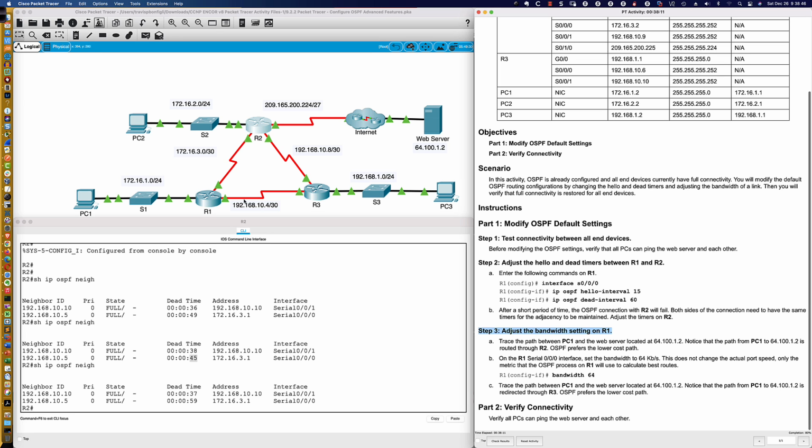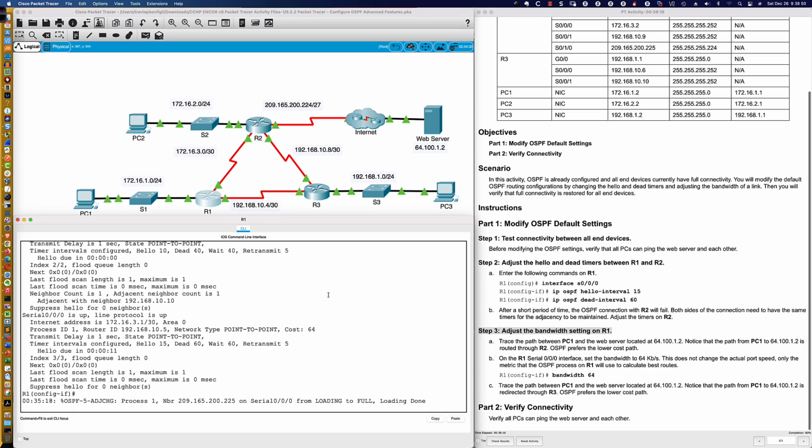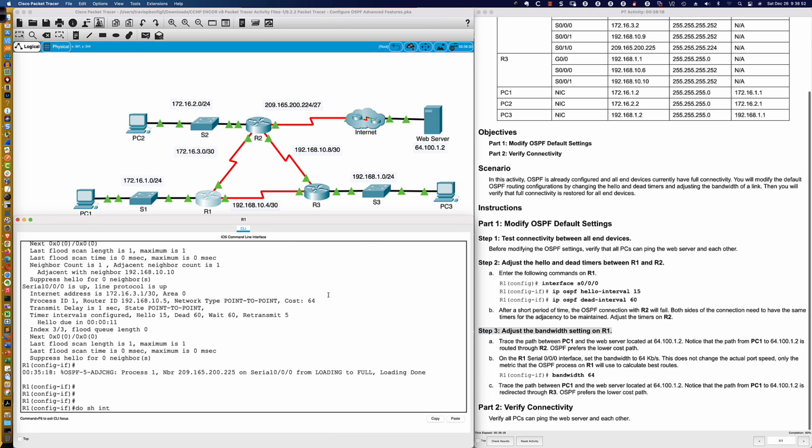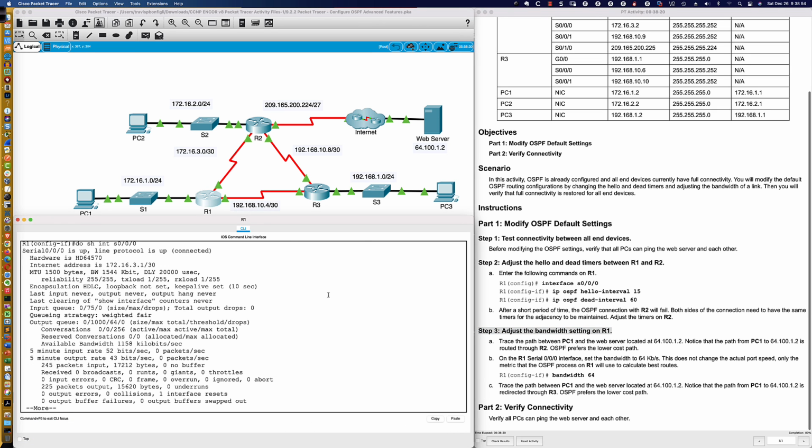You can see that we have serial links running between these routers. If I was to say, do show interface serial 0/0/0, not show run interface, but show interface, we can see the default bandwidth for a serial interface is 1,544 kilobits per second. In other words, 1.544 megabits per second. That is the default bandwidth.